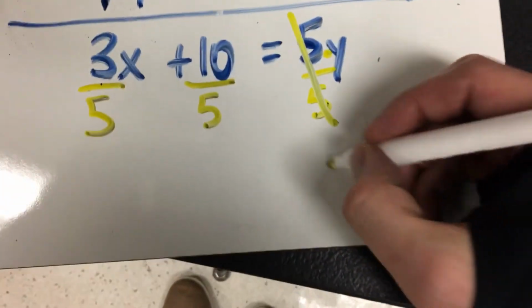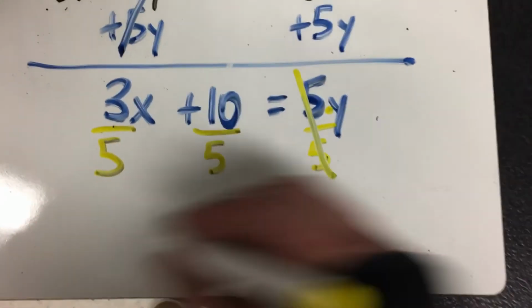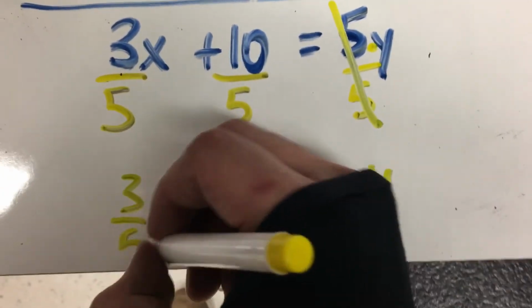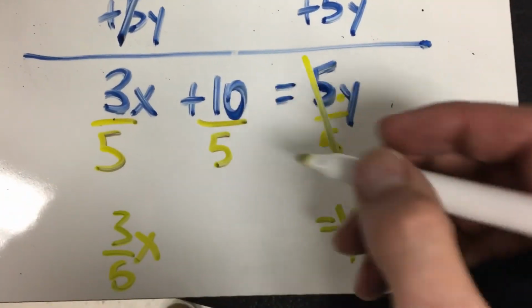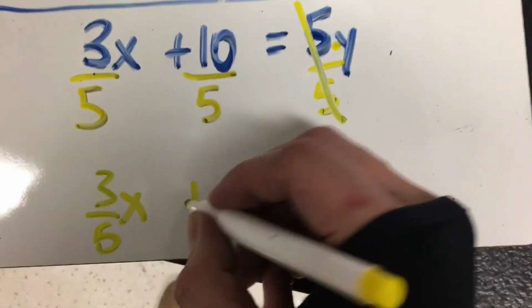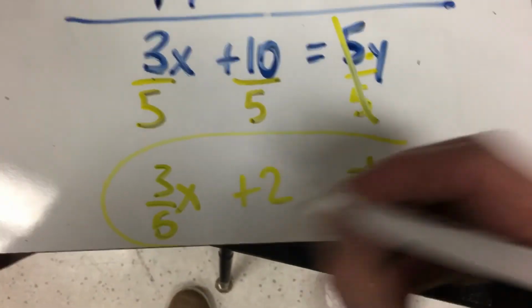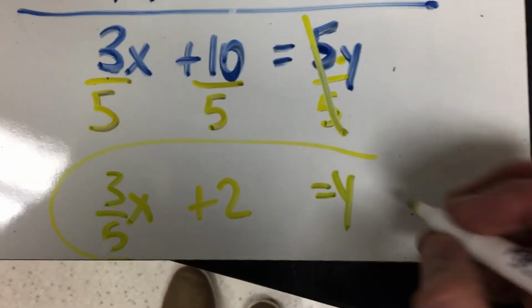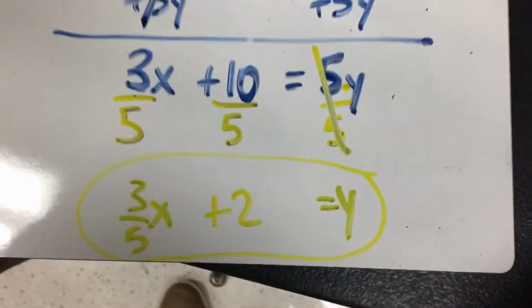5 divided by 5 is 1. You could have equals y at the beginning or at the end. It doesn't matter. 3/5, can I reduce that? No. And then here, 10 divided by 5, can I reduce that? I can. That's 2. And that looks like a 6, but it's a 5. 3/5 x plus 2 equals y.